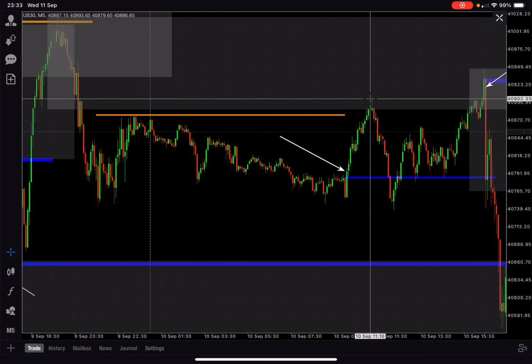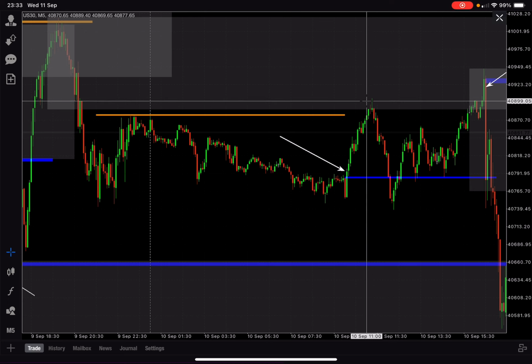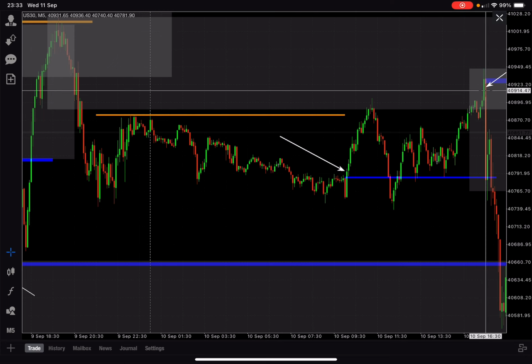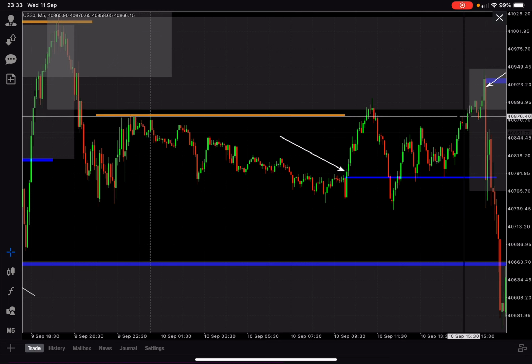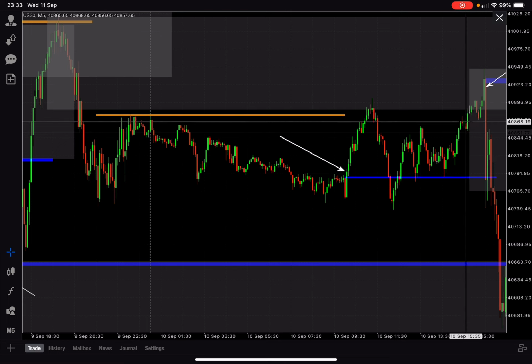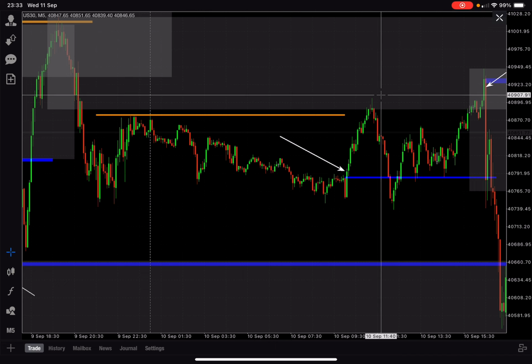So this high here is the London session high. So this is the New York opening. Where's the high volume time? High volume time is here. So high volume time pushes up, takes that liquidity.